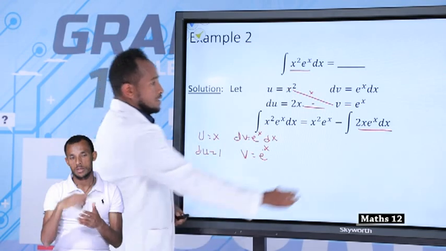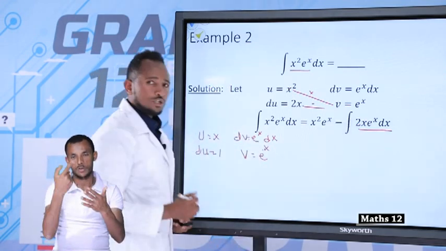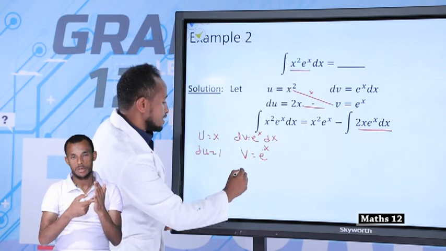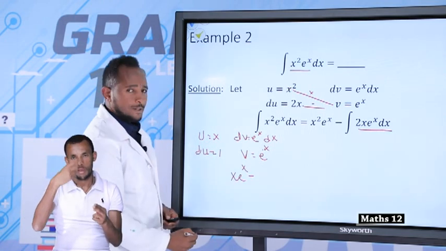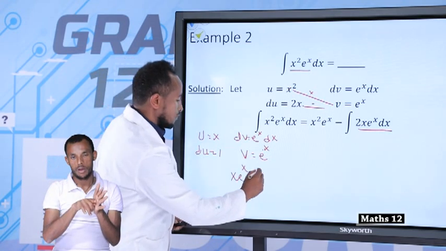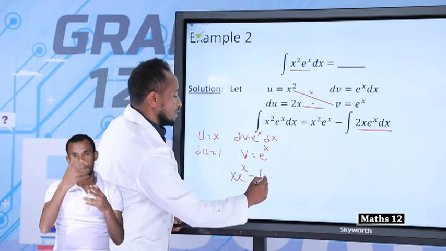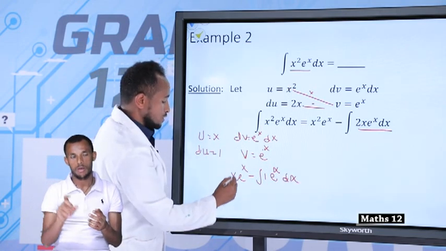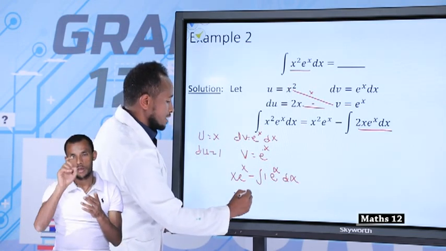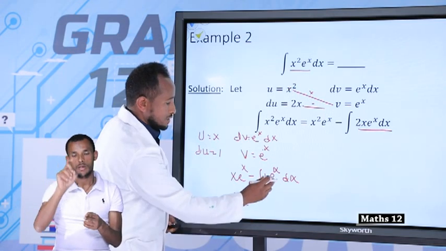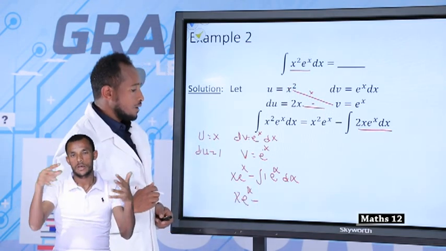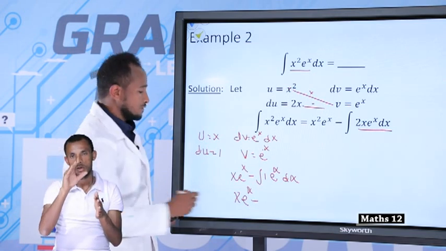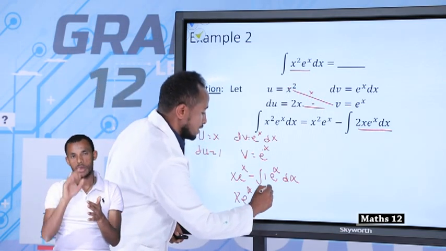Therefore, the integral of x times e raised to x dx will be the product of the two, that is x times e raised to x, minus the integral of 1 times e raised to x dx. So this will be x times e raised to x minus the integration of 1 times e raised to x, which is e raised to x. The integration of e raised to x is itself, e raised to x.